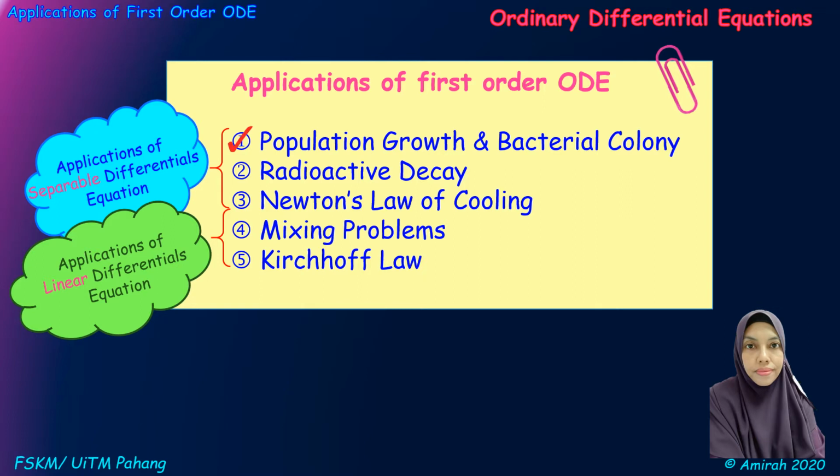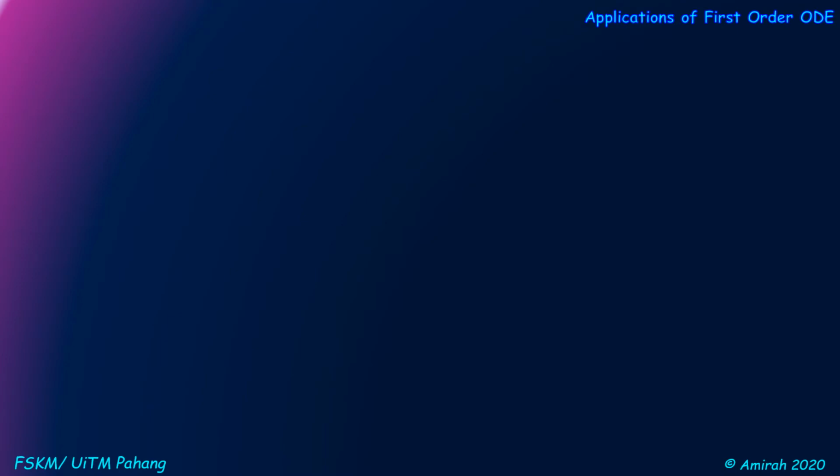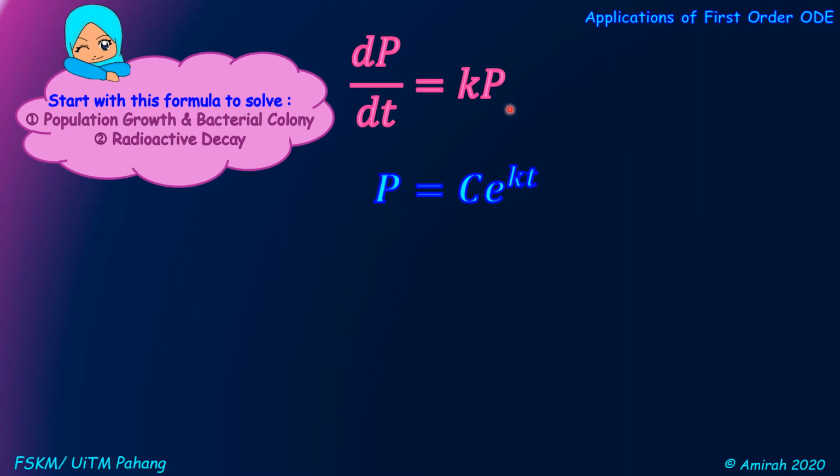In this video, we will discuss population growth and bacterial colony. We start with this formula to solve population growth and bacterial colony and radioactive decay. From dp over dt equals kp, we use separable equation, so we can show P equals C e^(kt).